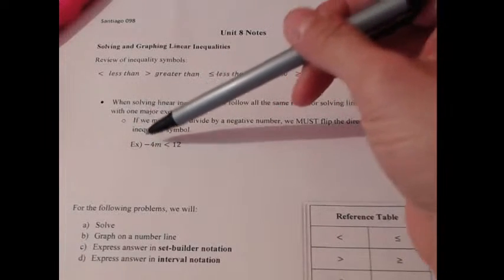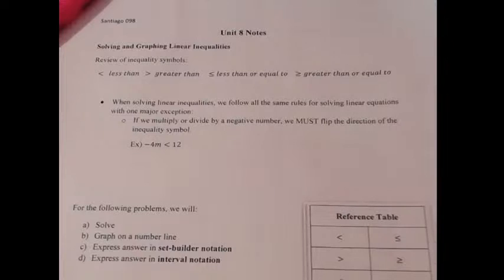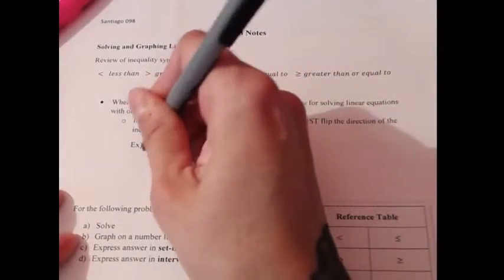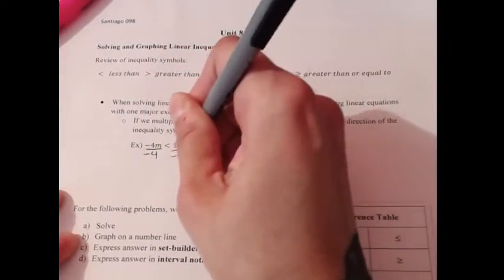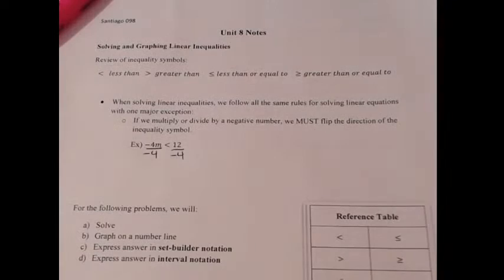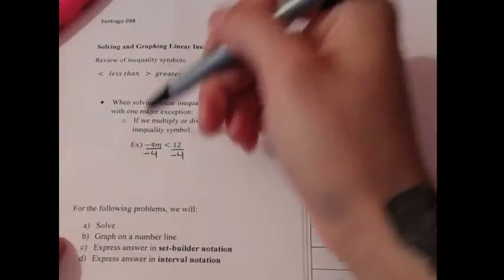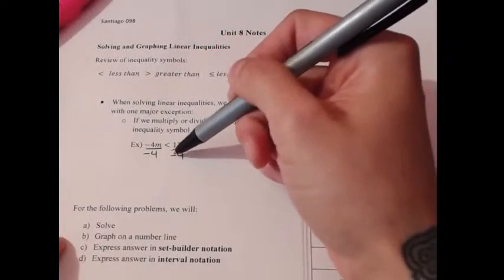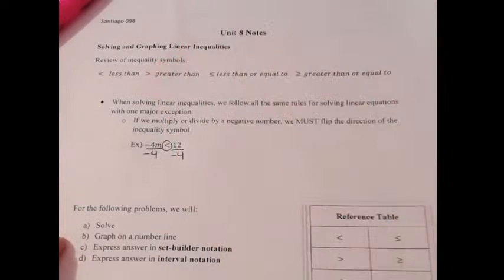So we have negative 4m divided by 12. Well, negative 4 times m divided by 12. So we say, oh yeah, I know how to solve for m. I just have to divide both sides by negative 4. When I divide both sides by negative 4, here's what happens. So I'm dividing by negative 4, which means this inequality symbol must flip direction.